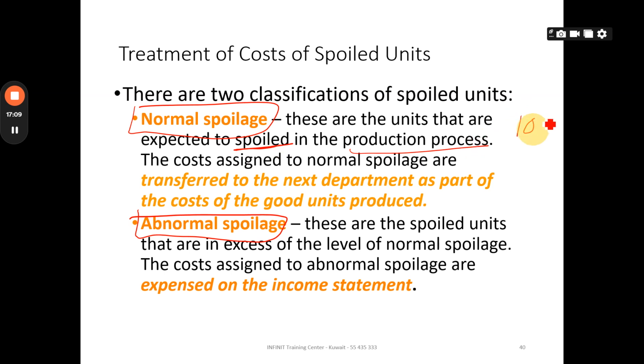For example, if you work on 100 units, based on my past knowledge, 2 units on average will be spoiled. So this we can consider as average or normal spoilage. And any cost related to these 2 units, we will be allocating to the good units produced. So 100 units you worked on, 2 units gone bad, so I have only 98 units. So whatever the cost incurred for 2 units, that will be added to the cost of these 98 units.